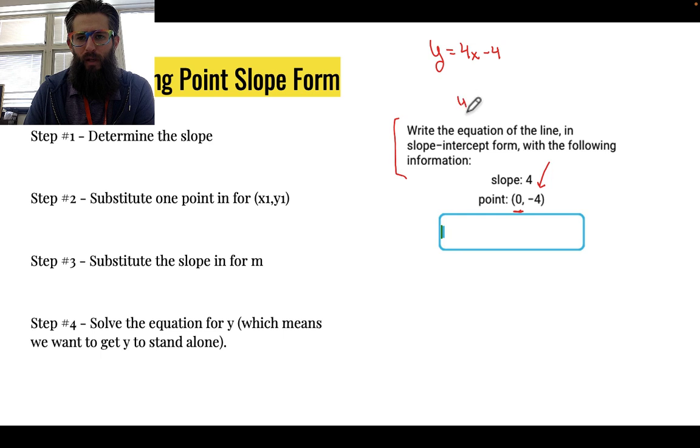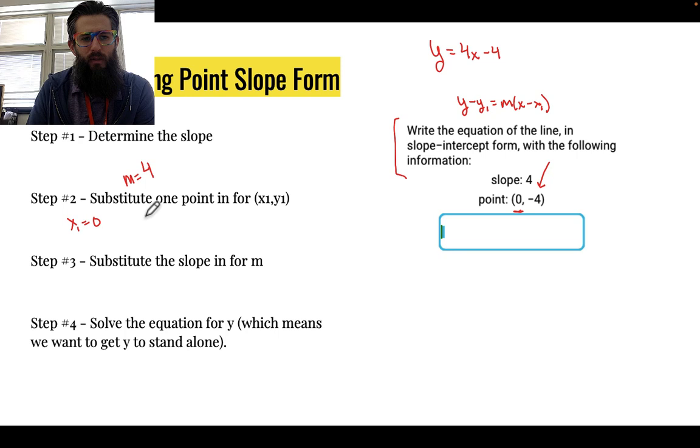And remember, from our last slide, the point-slope form is going to be y minus y1 is equal to m times x minus x1. Okay, so we need to determine the slope. They give us the slope. They tell us that m is equal to 4. We need to figure out what our x1 is.